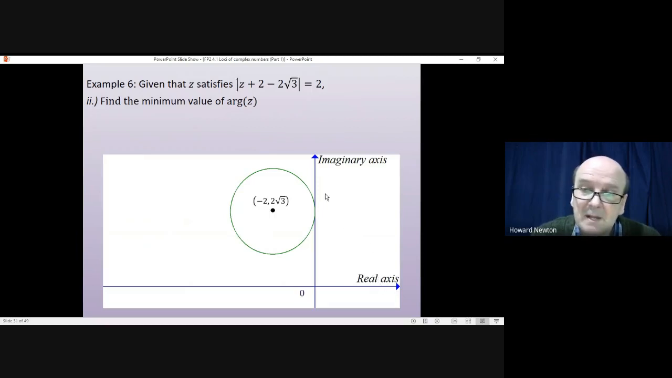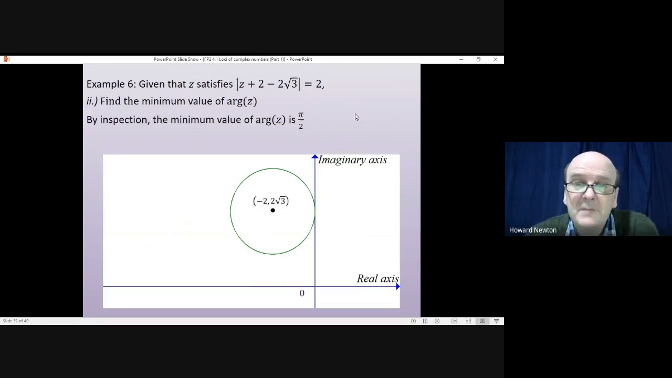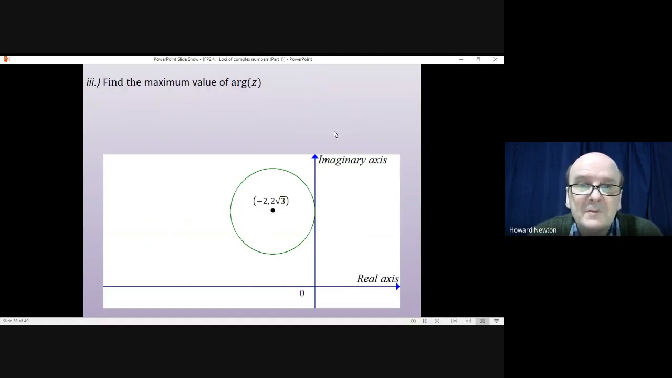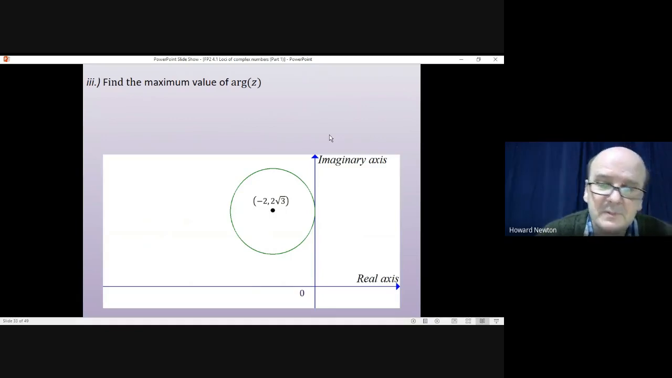Now, by inspection, the imaginary axis, the y-axis, is the smallest the angle can ever be. So if we had this point right here, then the angle would be exactly 90 degrees. The argument of z would be exactly 90 degrees. So by inspection, the minimum value of the argument of z is pi by 2 radians, 90 degrees, looking at that point there. What about the maximum value of the argument of z?